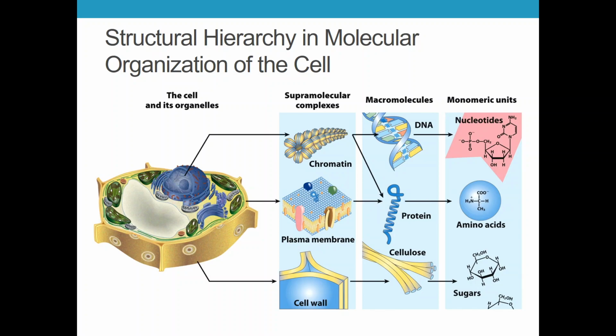Biomolecules also display structural hierarchy when we talk about them in the context of the cell. Again, you're going to see that we're going to spend a lot of our time talking about the basic biological molecules. We're going to look at nucleotides, which are the building block for DNA, amino acids, which are the building blocks for proteins, monosaccharides or sugars, which are the building blocks for polysaccharides. So we are going to first talk about the monomeric units. These are the building blocks, the subunits.